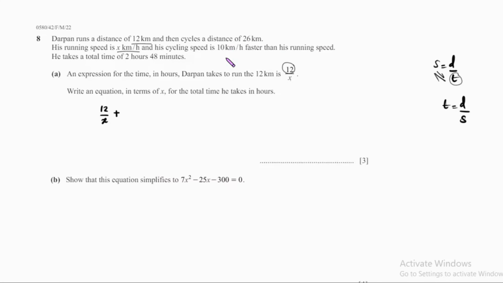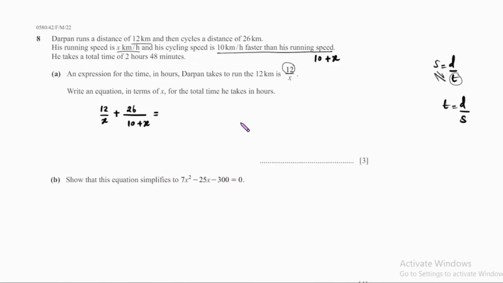So I need to find the time for that. Again, the distance is divided by the speed. The distance is 26, and I need to divide it by, here it's not just 10. It states that the cycling speed is 10 times faster than his running speed. That means it's going to be 10 plus x. So I'm going to put this 10 plus x here.